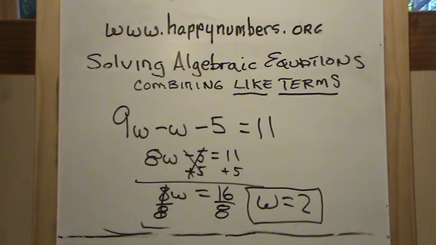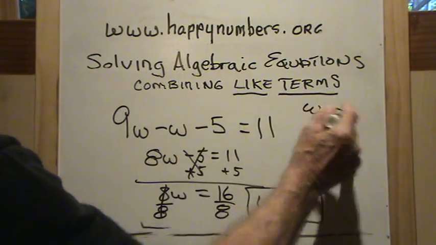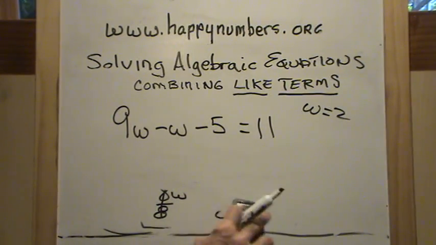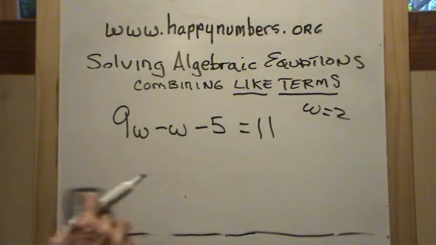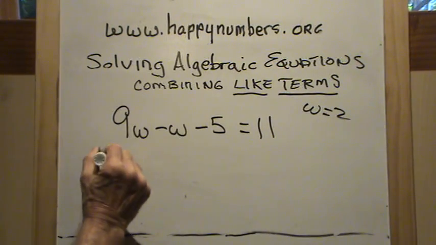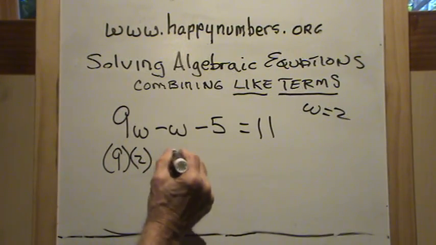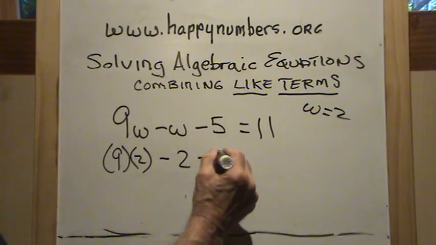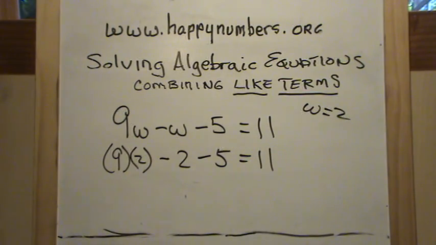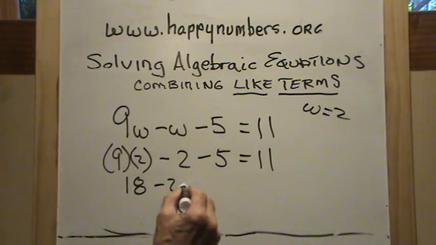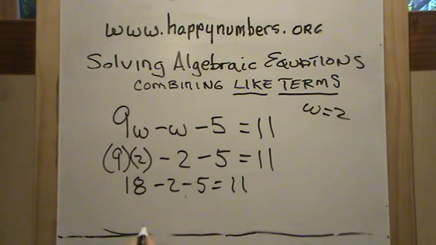So we solved that problem, and our answer is 2. We said w equals 2. Let's go back to our original equation and see if that works out. We're going to substitute our answer, 2, for w. 9 times w, which is 2, minus w, which is 2, minus 5 equals 11. Well, let's see. 9 times 2 is 18, minus 2 minus 5 equals 11. Well, 18 minus 2 is 16.